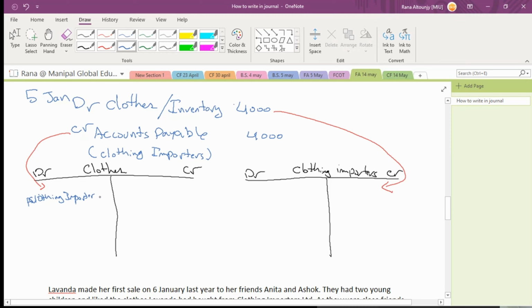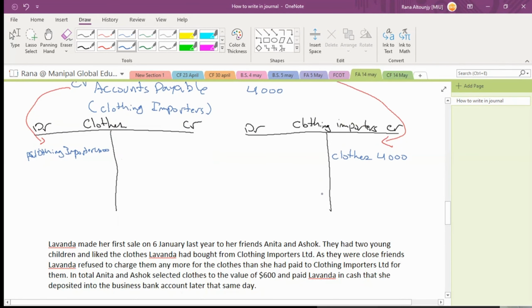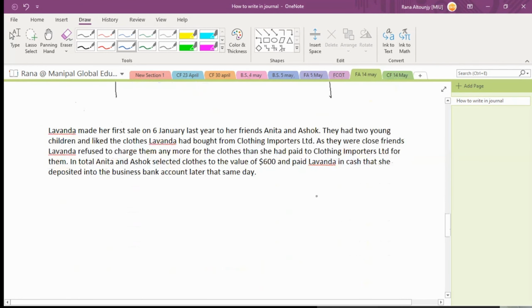Which is 4,000. And here we put the clothes or inventory, which is also 4,000. Okay? Let's move to the transaction.